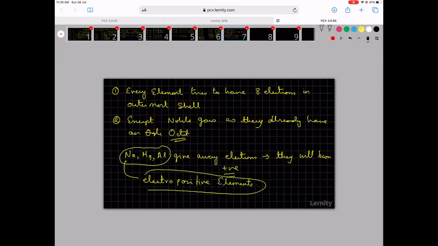That is why these elements are called electropositive elements. Electropositive elements give away 1 or more electrons so that they attain noble gas configuration.